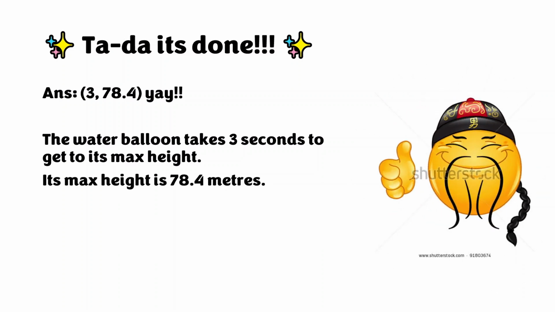And so let's write that in words since it's a word problem and we need a word answer. And so the water balloon takes 3 seconds to get to its max height. The max height is 78.4 meters. Very satisfactory. Very smart, very smart.